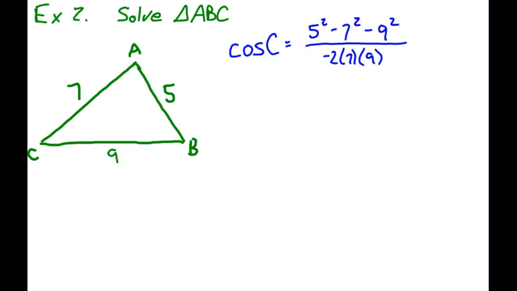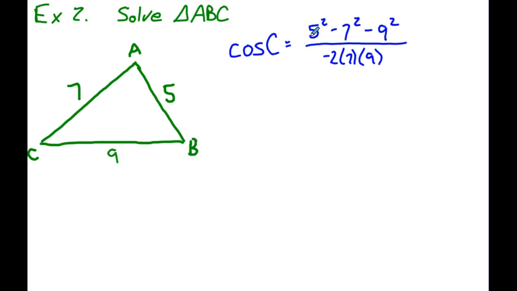So the first equation we can set up to solve for angle C is the cosine of C equal to 5 squared minus 7 squared minus 9 squared, all divided by negative 2 times 7 times 9. Remember from the formula, if we're looking for angle C, the first side length we're going to have in our equation is side length C.